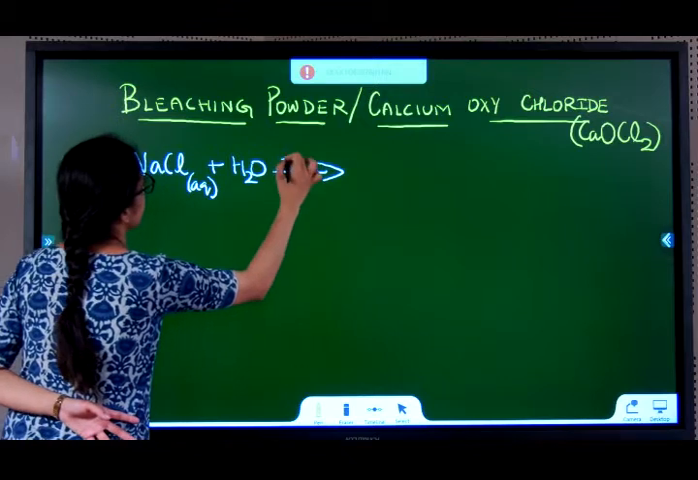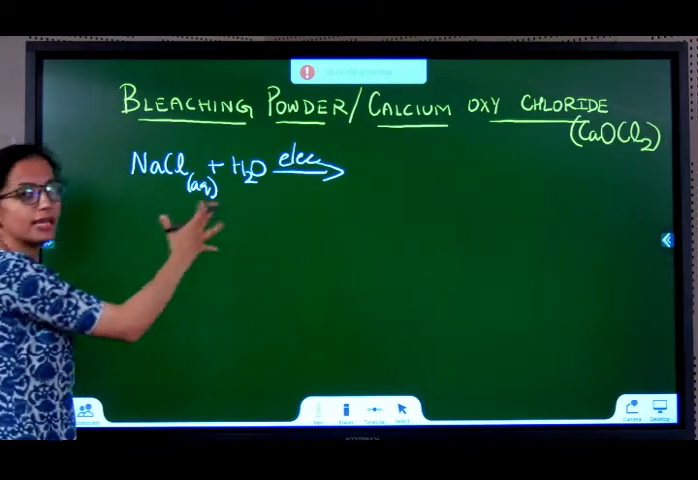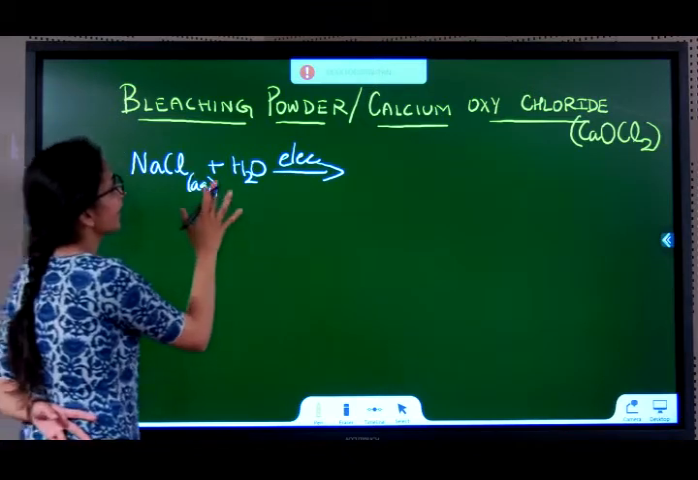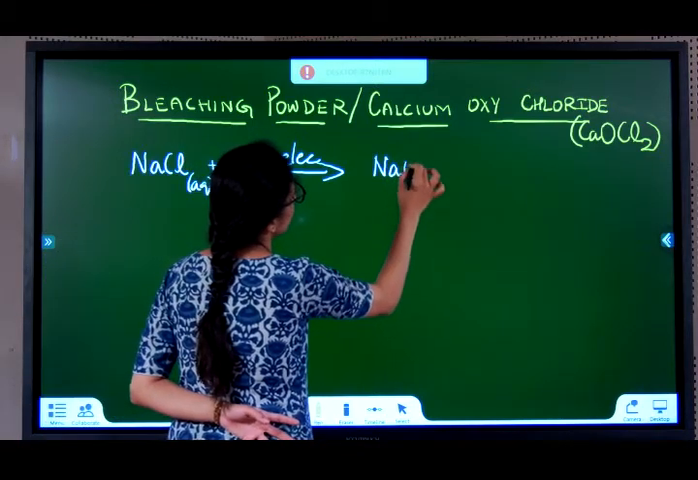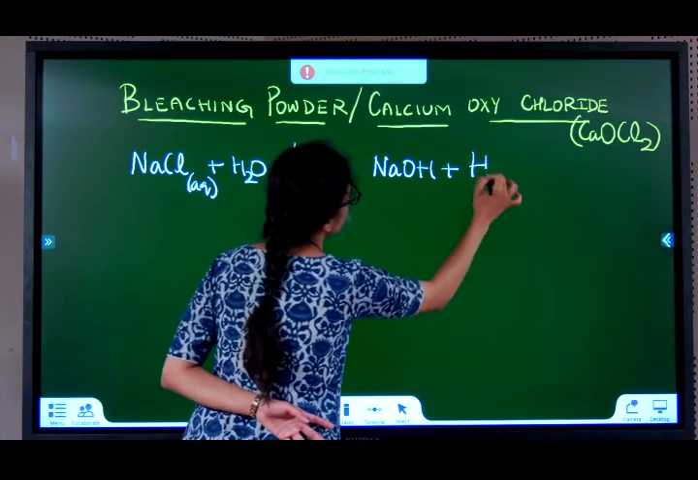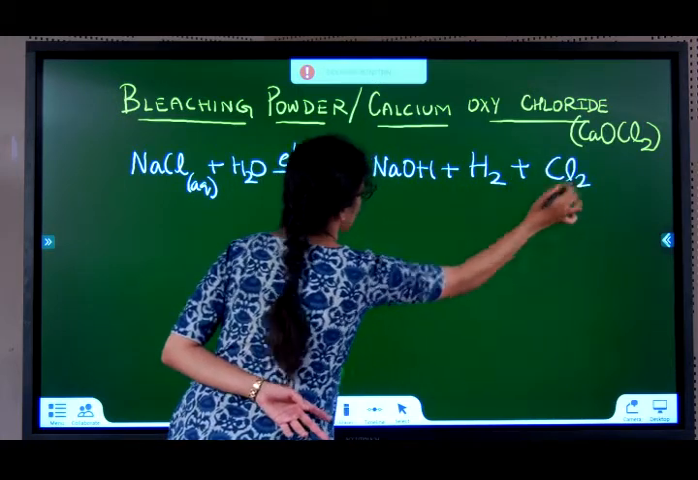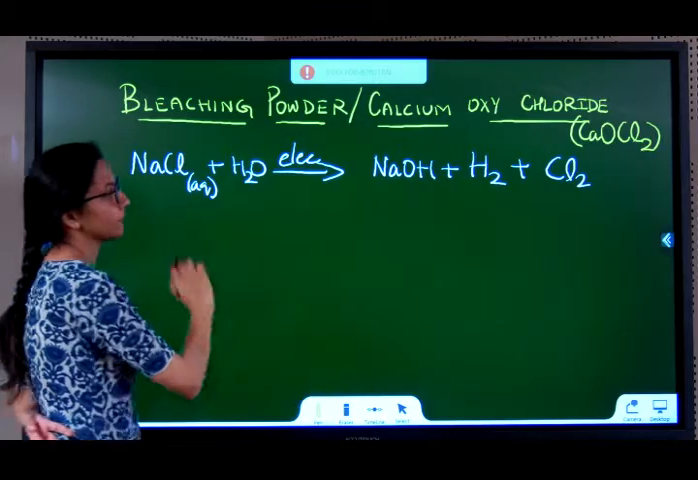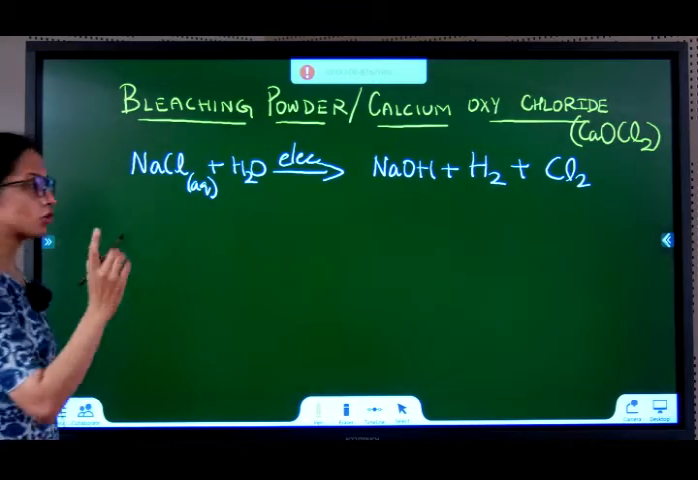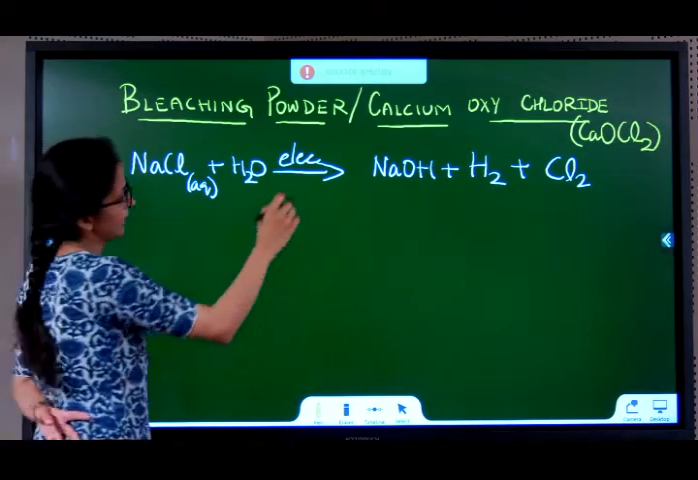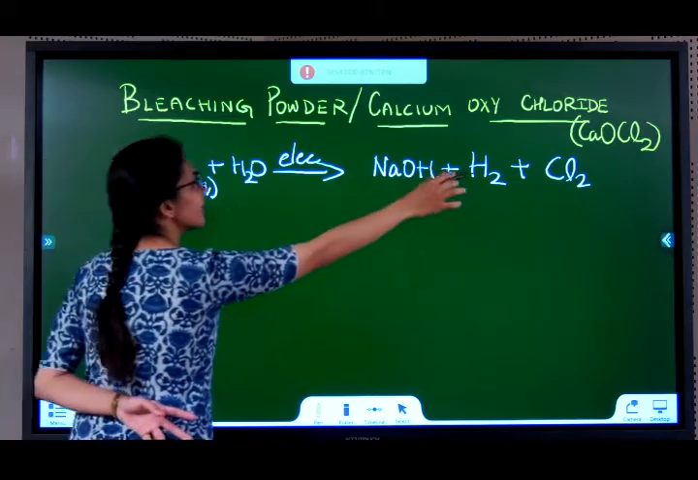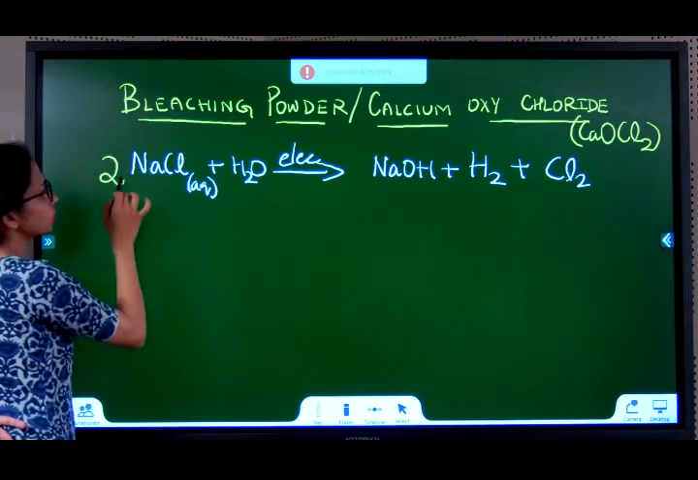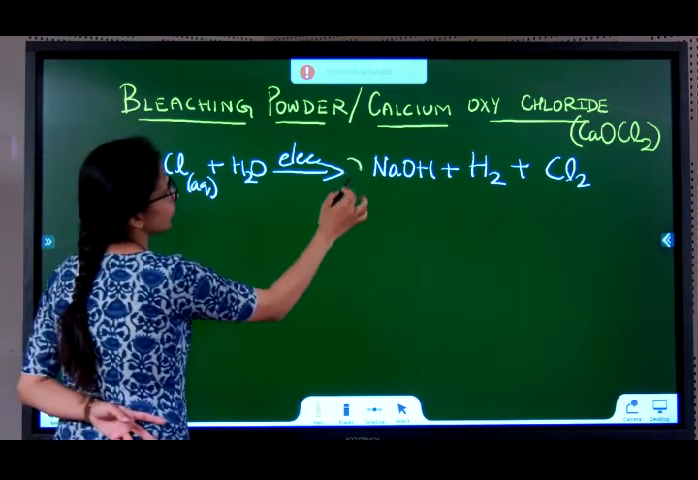From NaCl aqueous state, what did we do? We passed electricity. So upon electrolysis, the brine solution will give us sodium hydroxide along with the liberation of H2 and Cl2. In the previous reaction, I have not balanced this. So please go back and balance it. If you have to balance this, how will we do so? Na is balanced, Cl is 2. So I have to make this 2. Na became 2, so this will also become 2.